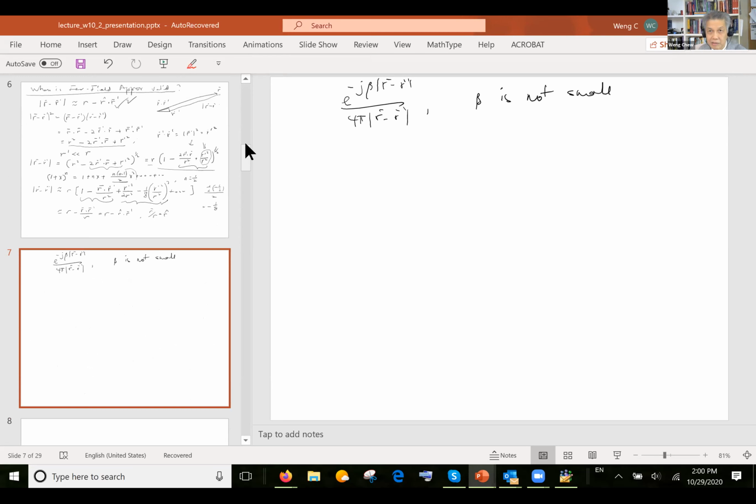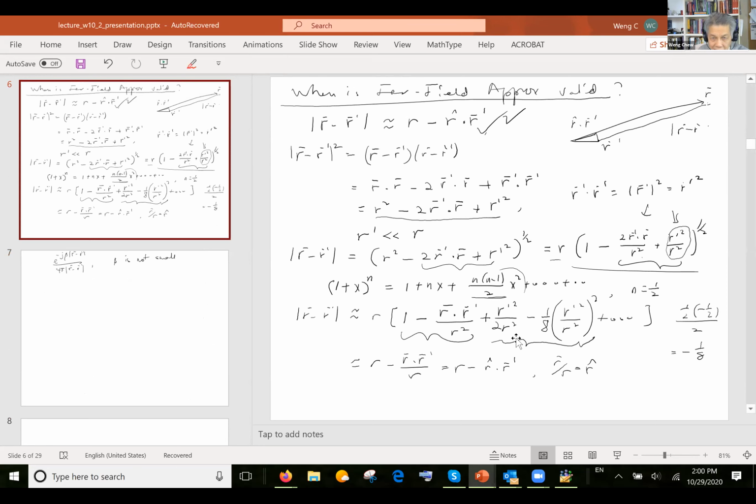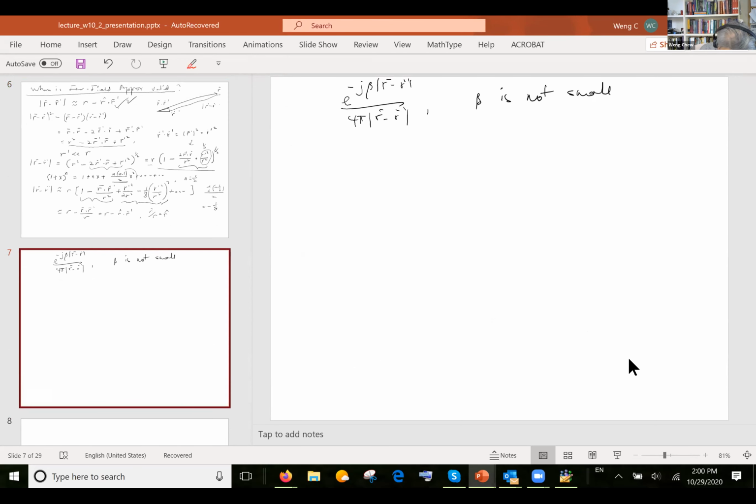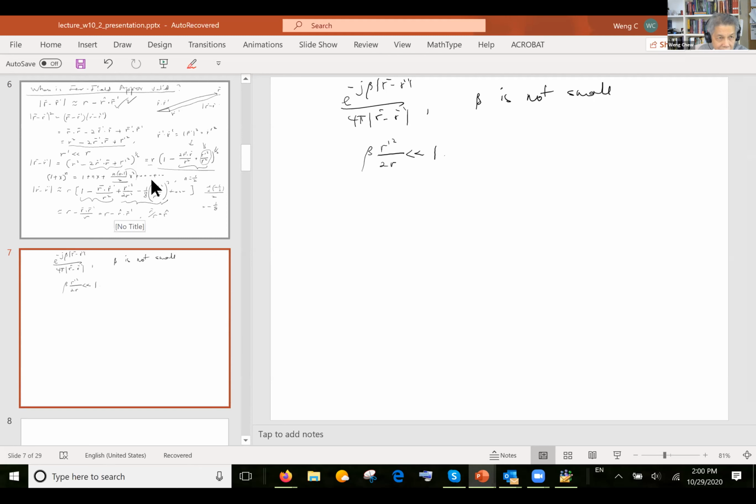Okay, it's not necessarily small. It can be large. Then in order to be able to throw out these last two terms, the criterion that I have obtained is that beta r prime square over 2r is much, much less than 1. So if this criterion is satisfied, then we can throw out the last two terms. I don't have the time to go into the details with you, but that turns out to be the criterion. I'll write it out more carefully in the lecture notes as to how this comes about. So if this is satisfied, then the far field approximation is good.